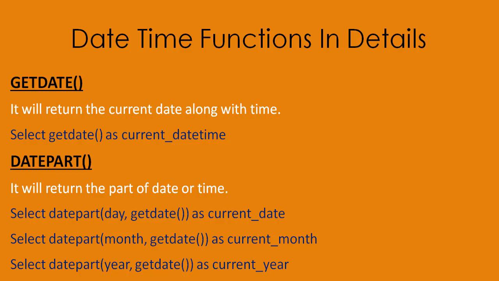And what is the DATEPART function? DATEPART will return a part of the date or time of the current date, or of whatever date columns are in the table. So: SELECT DATEPART(day, GETDATE()) as current day. The first SQL statement will return the current day of the current date, the second one, DATEPART of month, GETDATE, will return the current month of the date time, and the third one, DATEPART of year, GETDATE, as current year, will return the current year of the current date time.